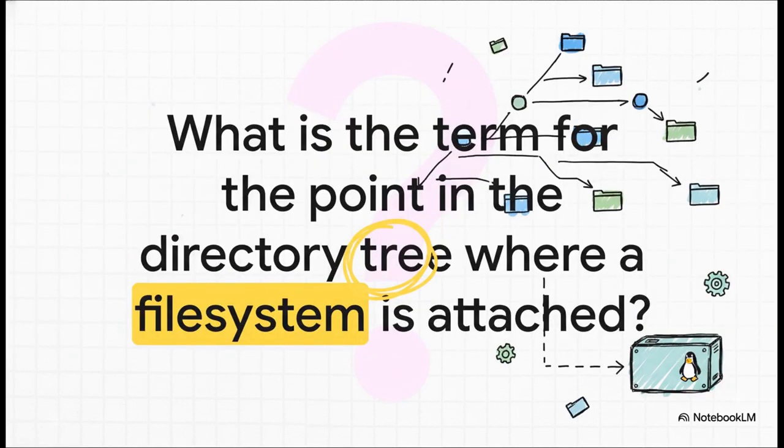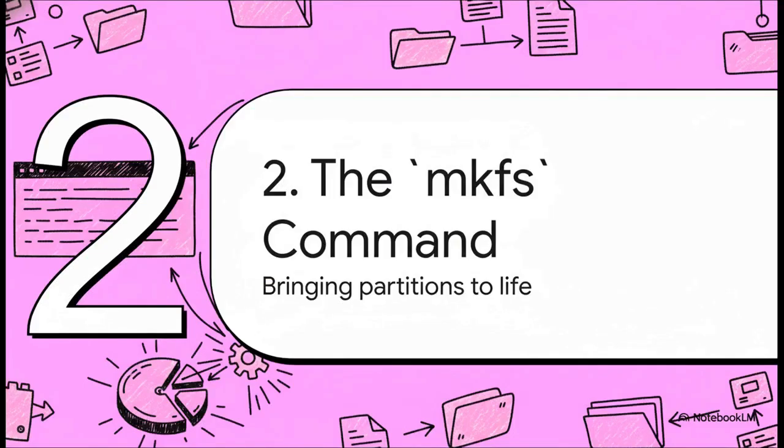All right, quick pop quiz. Based on what we just went over, what do we call that specific point in the directory tree where we attach the file system to make it accessible? Did you get it? It's the mount point. Exactly. So we get the why. Now let's dig into the how. How do we actually create these organizational maps on our partitions?